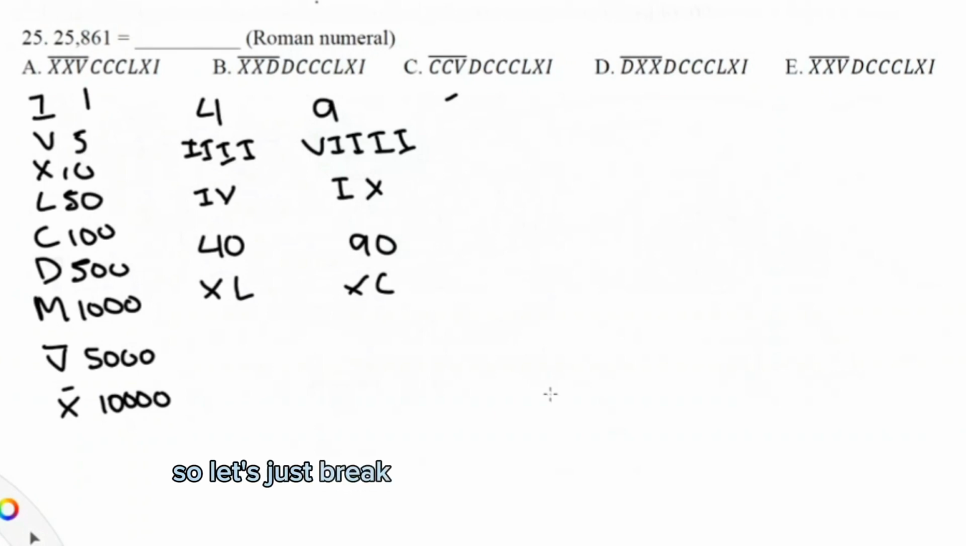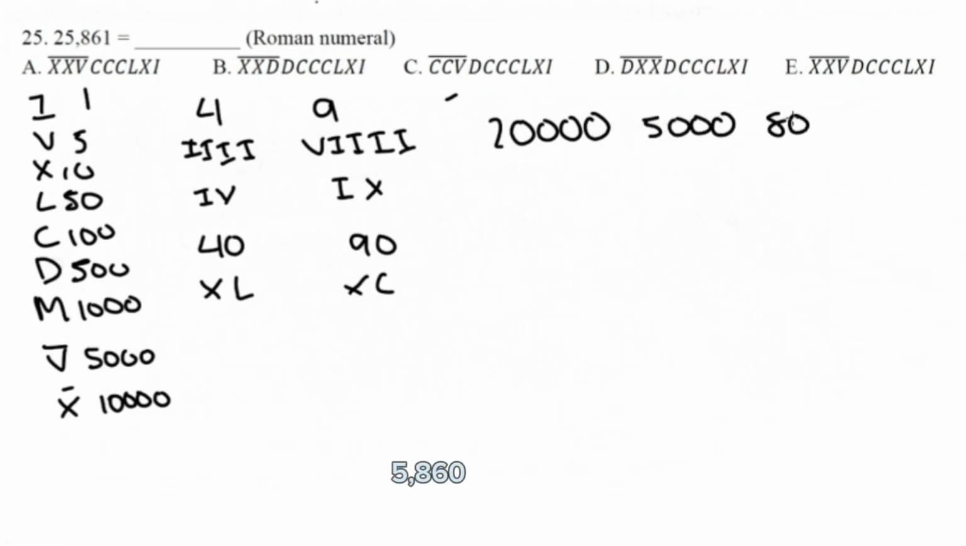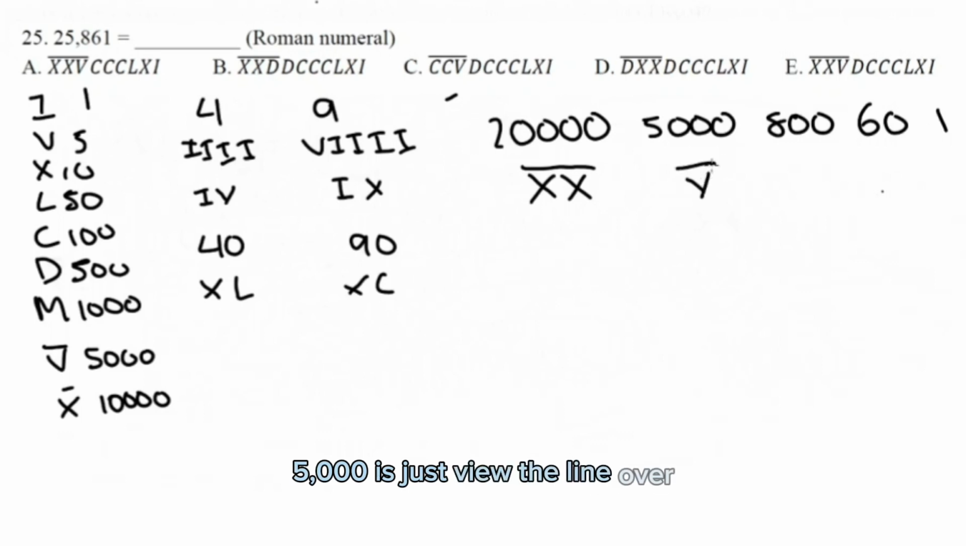So let's just break this problem into its place value. So we have 20,000, 5,000, 800, 60, and 1. So 20,000 is X, and both of them have a line over it, because that's 10,000, 10,000, 20,000. 5,000 is just V with a line over it.